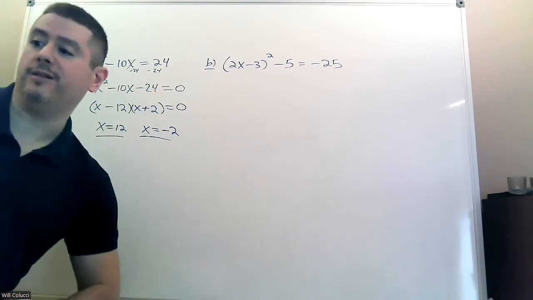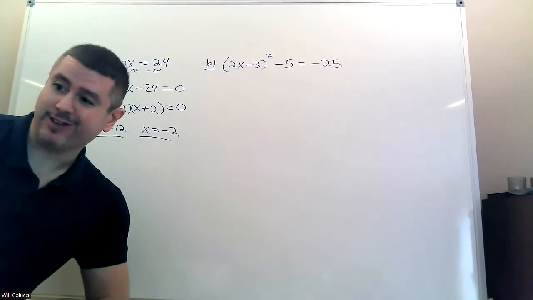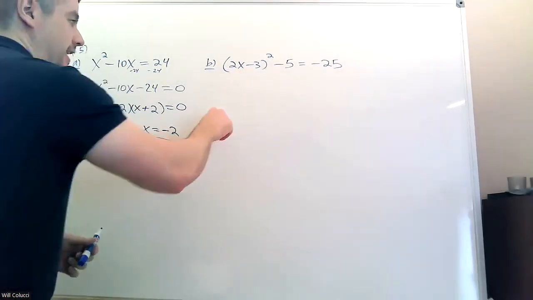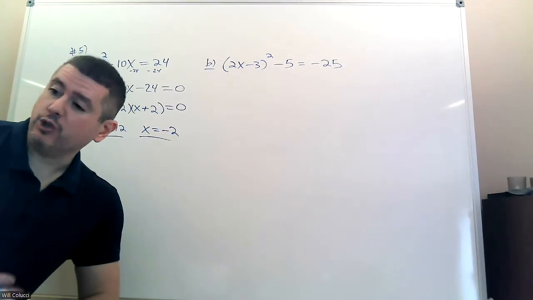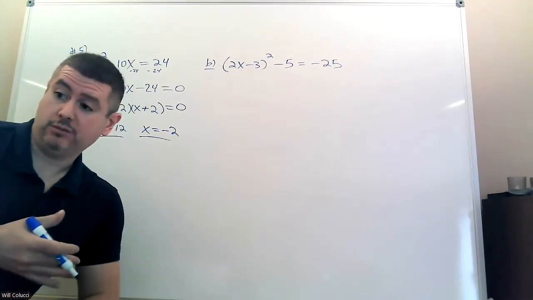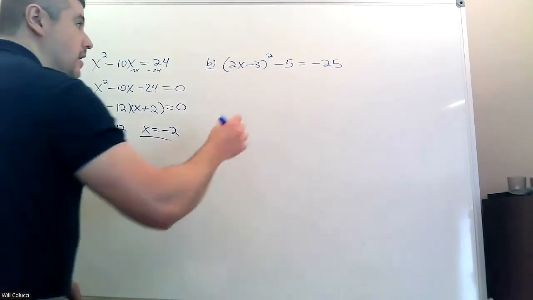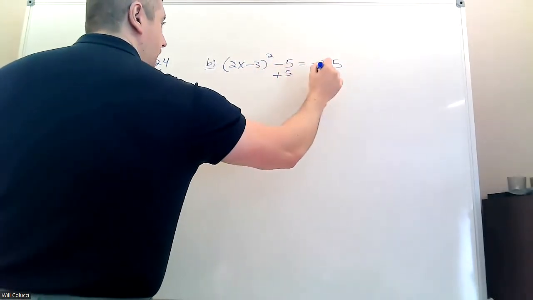This is the one that nobody remembered how to do. People were multiplying this out. Oh my God, it was a disaster. But it's actually quite simple. I mean, you get the squared thing alone, and then you take the square root. So your first step should be to add 5 to both sides.